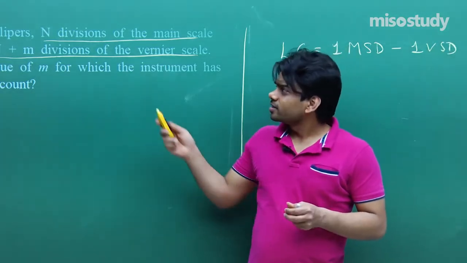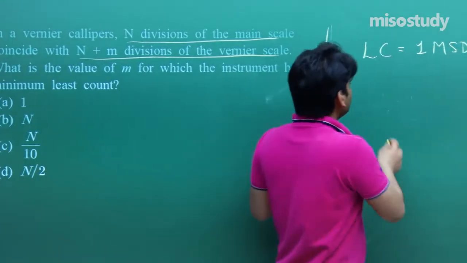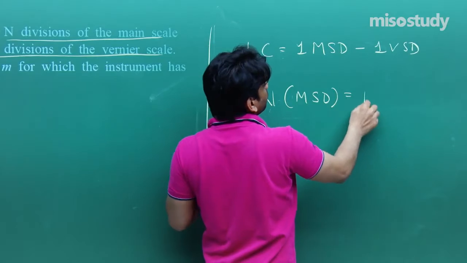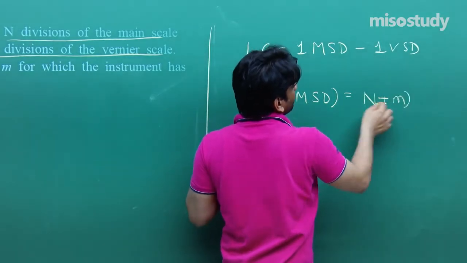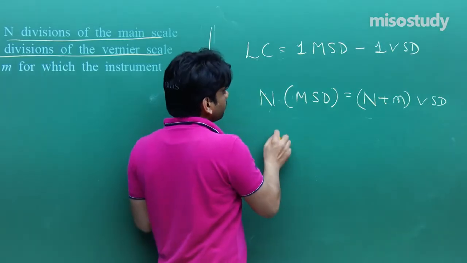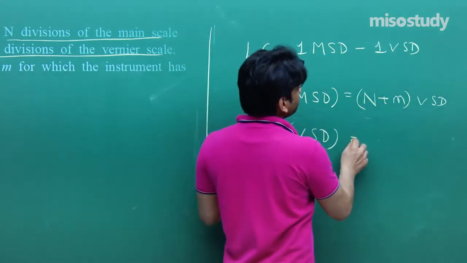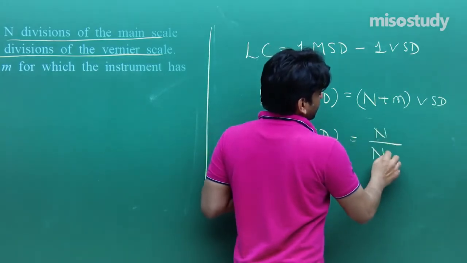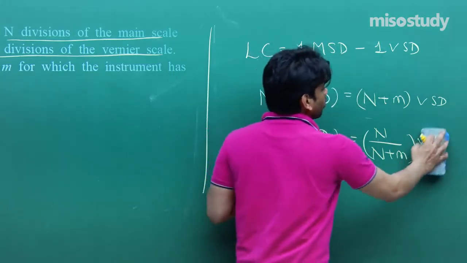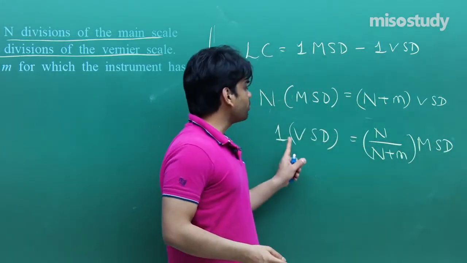Here it is given that n divisions of main scale coincide with n plus m divisions on vernier scale. So n into main scale division is equal to n plus m into vernier scale division. From here can we write one vernier scale division will be equal to n upon n plus m main scale division, that is what we need to write. We'll be getting this for one vernier scale division.